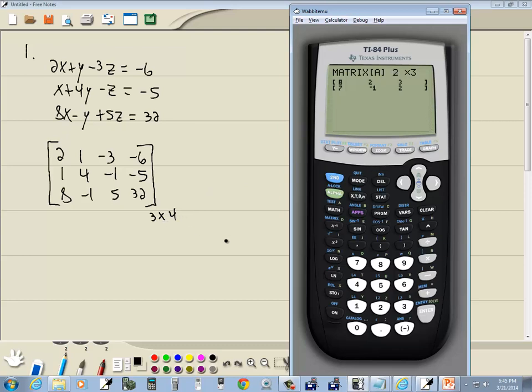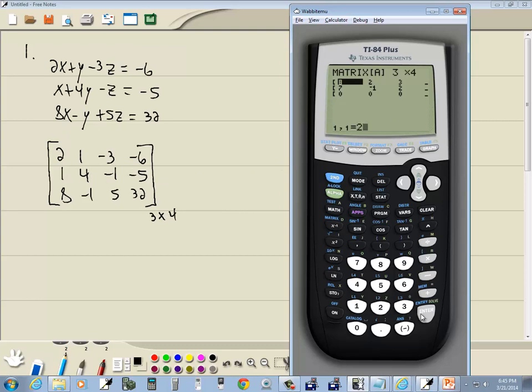Now we want to put the size of our matrix in. So I'll do 3, enter, 4, enter. Rows by columns. Now notice there's 3 dashes here, meaning there's more to the right we can't see. You don't need to worry about that. As you type in your numbers, it'll automatically scroll over for you.